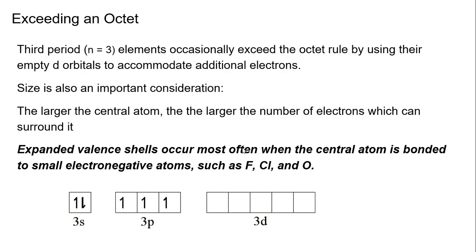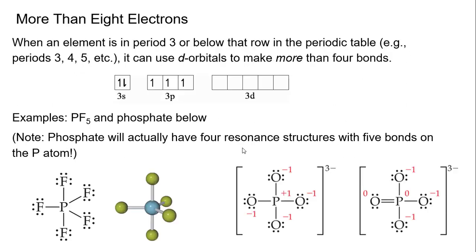Elements occasionally exceed the octet rule by using their empty d orbitals. Size is also an important consideration. The larger the central atom, the larger the number of electrons which can surround it. So look at the trend when it comes to atoms and increasing size, and how they go up or down the periodic table. That's very important, because it can help you understand that if it's larger, it can take on more electrons. So here are some examples for you.